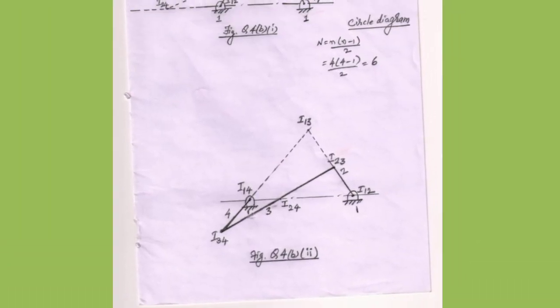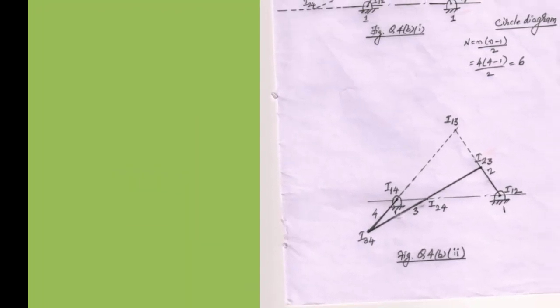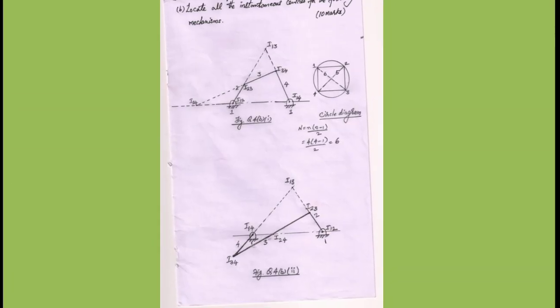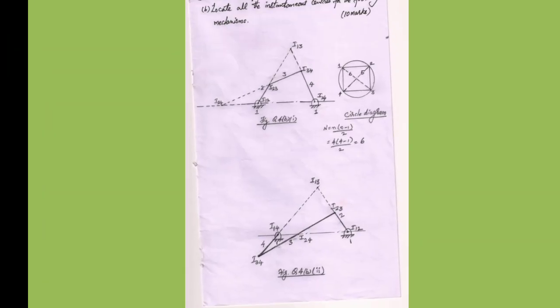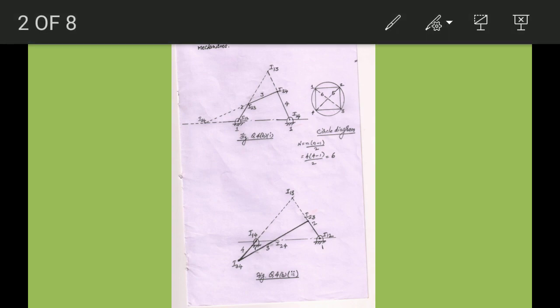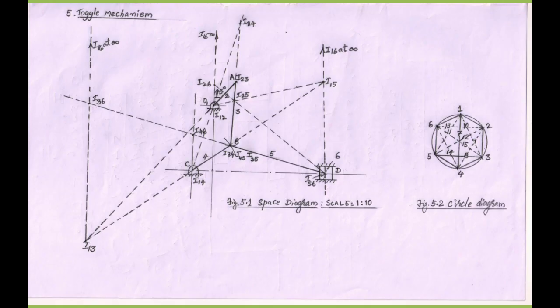In the next slide, we have the next problem. This problem is given in 2 to 3 question papers. Toggle mechanism. So it's a very important question. In the toggle mechanism, we can very clearly see it is a 6-bar mechanism.